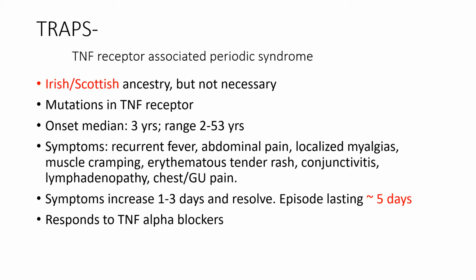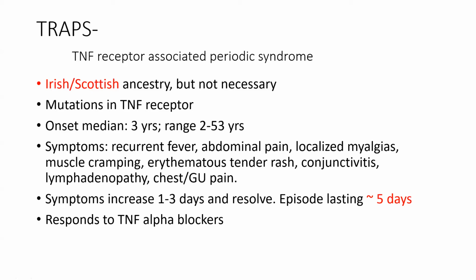for suspected appendicitis, that's when that kind of history can be useful. The range is very broad, from 2 to 53 years, so it's important to have this on your differential when you really aren't sure what's causing the fever, even in sometimes middle-aged or older patients. Symptoms include recurrent fever, abdominal pain, localized myalgias, muscle cramping, erythematous, tender rash, conjunctivitis, lymphadenopathy, or chest pain.